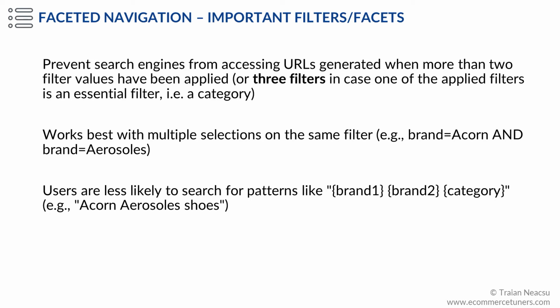Depending on how your target market searches online, it's advisable to prevent search engines from accessing URLs generated when more than 2 filter values have been applied. In case one of the applied filters is an essential filter, you will block when 3 filters have been applied. This works best with multiple selections on the same filter because users are less likely to search for patterns like brand 1, brand 2, and category.